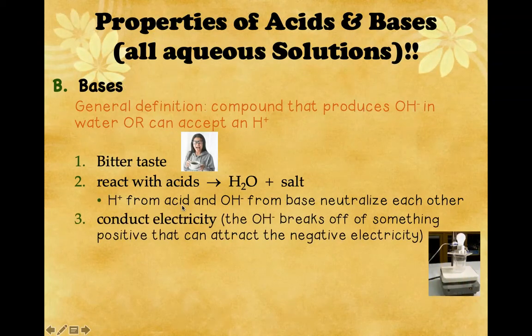Another thing is that bases will also conduct electricity, because remember we said that the general definition of a base is that it breaks off an OH. Well, if it breaks off an OH minus, it had to be a positive that's floating around there, and that positive thing that broke off from the OH minus can attract the negative electricity. So conducting electricity is not something that makes an acid and a base different from each other, something they both actually have in common, because there's ions floating around.